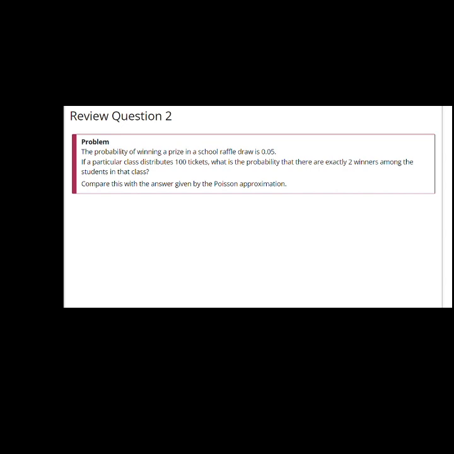Here's a second review question that you can try on your own. Probability of winning a prize in a school raffle is 0.05. If a particular class distributes 100 tickets, what's the probability that there are exactly 2 winners among the students in that class? You can do this using the binomial distribution, but you can also try the Poisson approximation to the problem and compare the 2 answers.